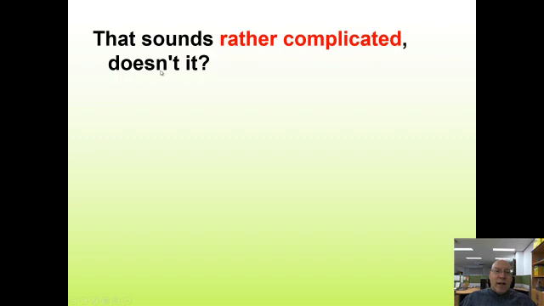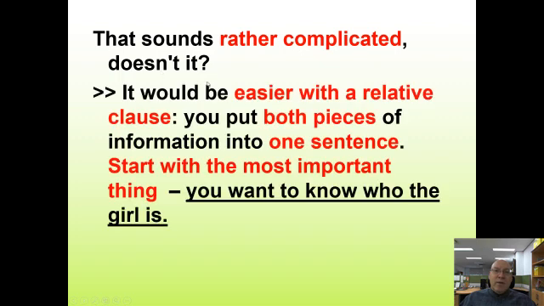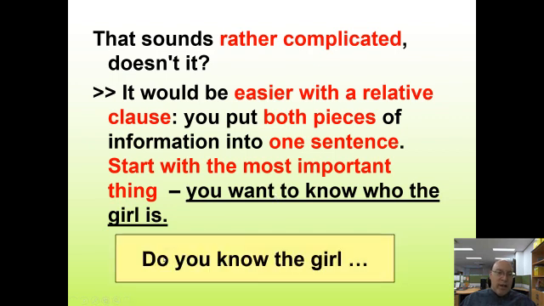That sounds rather complicated. So what we need to do is think about how to put them together. And the most important thing you want to start with. Okay, so start with the most important thing. You want to know who the girl is. Okay, and who is the girl? Okay, do you know the girl?